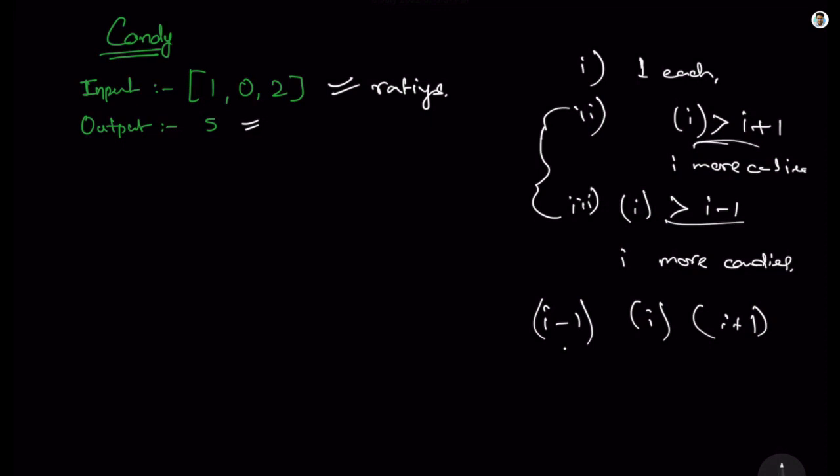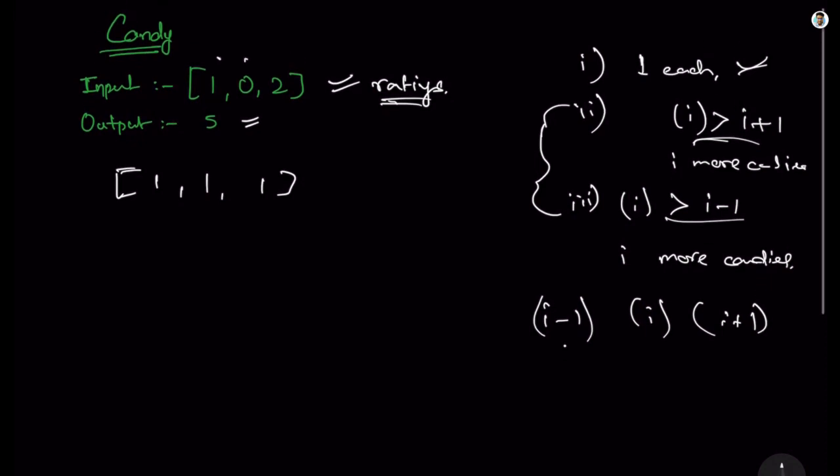First of all, to fulfill the first condition, we will create an array of equal length to rating with one candy given to all the children. So we have 3 children with 3 different ratings. Now one candy will be given to all the children for sure, because only then will we fulfill the first condition. Now as the first condition is fulfilled, we have to do a left iteration.